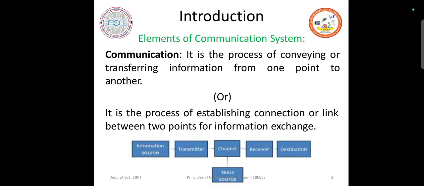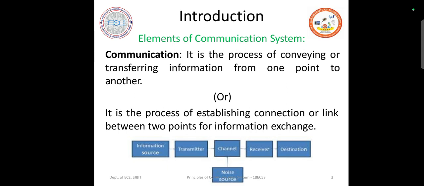so what are the different elements of a communication system? So, any communication, if we have to talk about the definition of a communication system, it is a process of conveying or transferring information from one point to another, or it is basically a process to establish connection or link between two points for information exchange. Okay, so any communication system can be represented in general as shown in the block diagram.